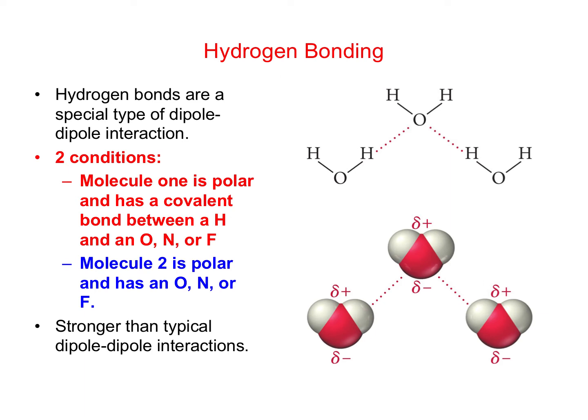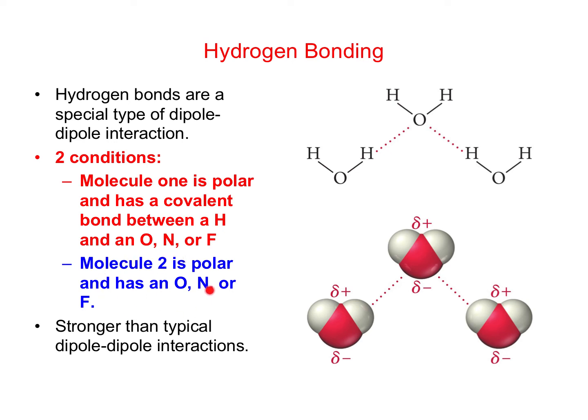Okay, so hydrogen bonding is a second type of intermolecular force. Basically, it's a special type of dipole-dipole interaction, but so much stronger than a regular dipole-dipole interaction that we've given it its own category. And so, two conditions must be met in order to have hydrogen bonding. The molecules have to be polar, both of them. And one of them has to have a covalent bond between a hydrogen and an oxygen, nitrogen, or a fluorine.